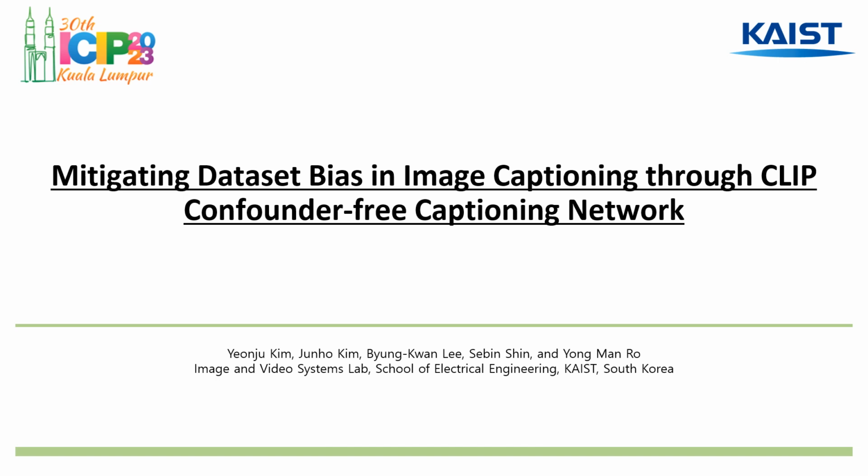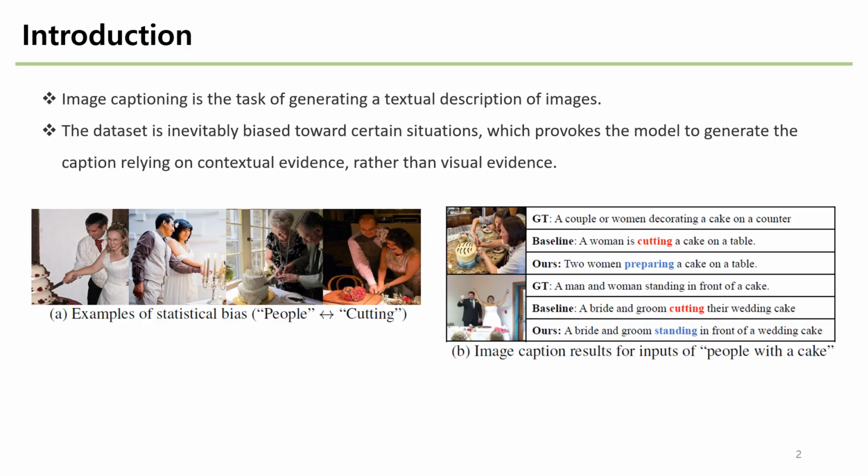Image captioning is the task of generating a textual description of images. The dataset is inevitably biased towards certain situations, which provokes the model to generate the caption relying on contextual evidence, rather than visual evidence. The figure in the slide shows the example.